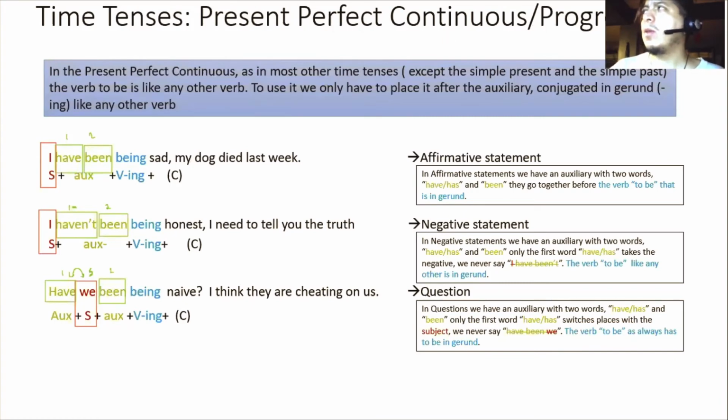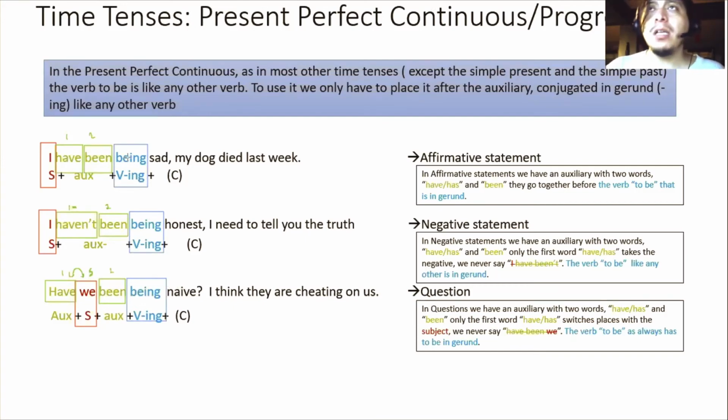Okay? And then what else do we have? We need verbs with ing. What happens if I have the verb to be? The verb to be is any normal verb. I have been being. Have been is the auxiliary, and being is the verb with ing. I haven't been being. Again, been is part of the auxiliary, and being is the verb in ing. Have we been being? Been is a part of the auxiliary, and being is the verb.